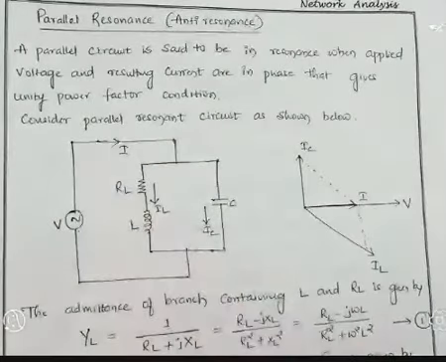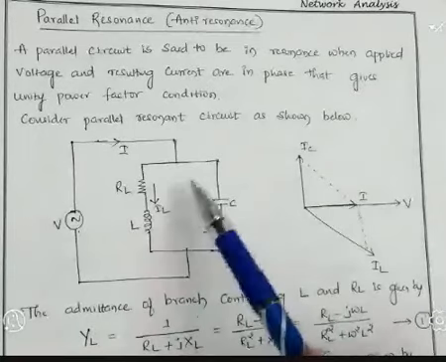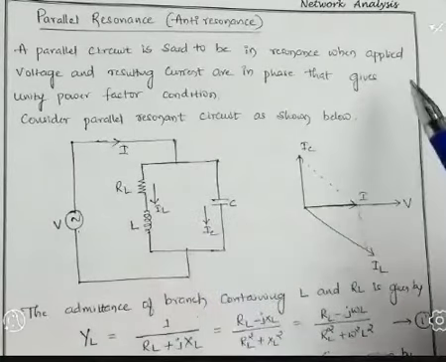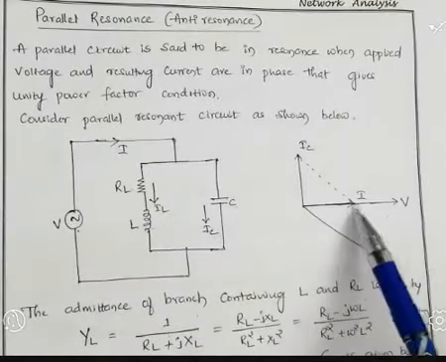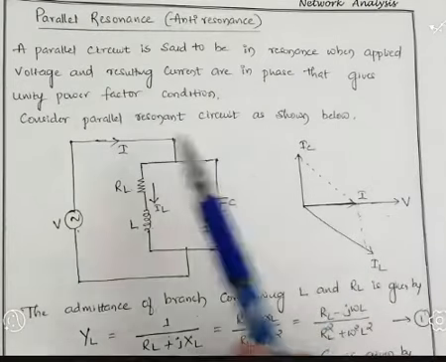So a parallel circuit is said to be in resonance when this condition is satisfied. What is that condition? Applied voltage and resulting current both should be in phase. That gives the unity power factor condition.